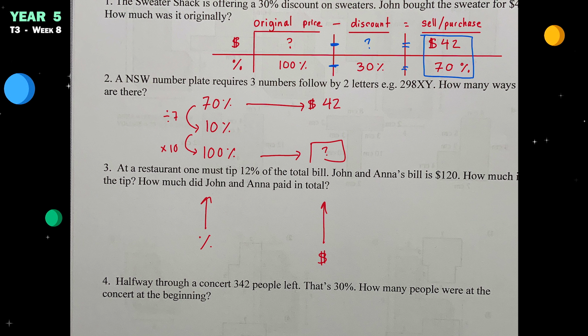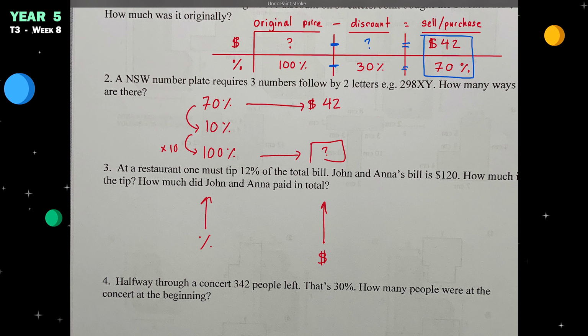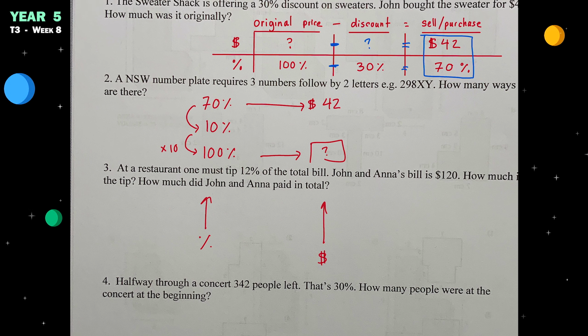Now for these to work, remember that we can only do multiply or divide. You cannot add or subtract. So for example, I can't go from 70 to, I'll just subtract 60. No, it doesn't work that way. We're comparing. So when you compare, you can only multiply or divide. Okay, so this one will be divided by 7 and times it by 10.